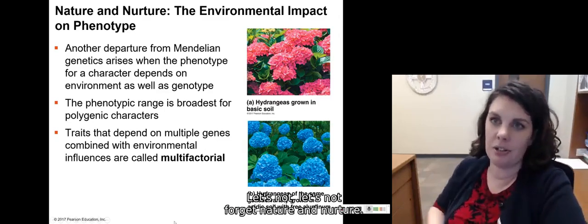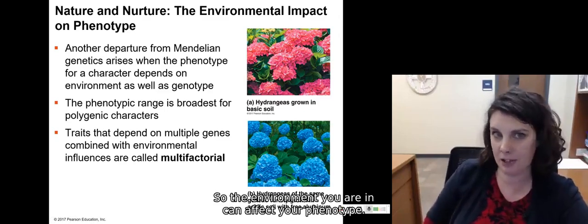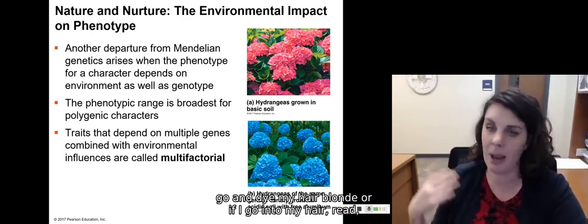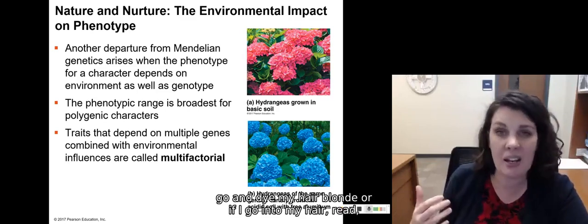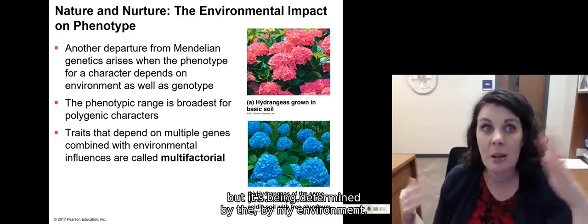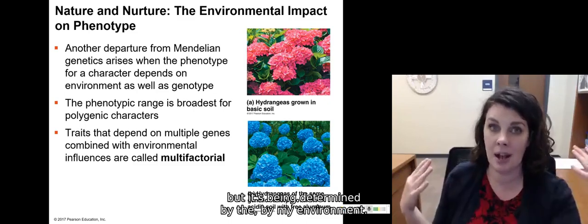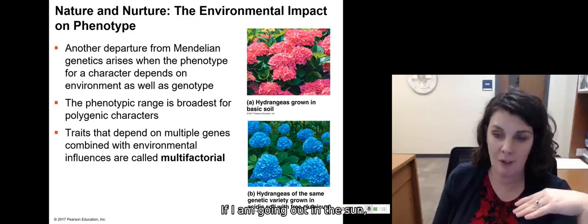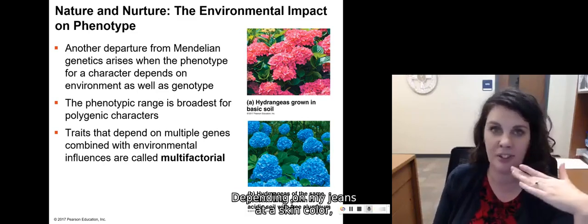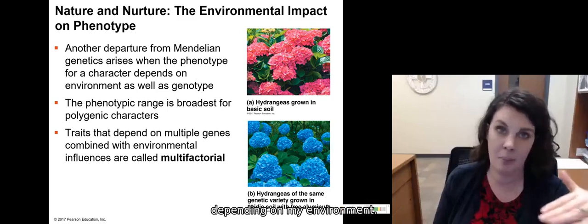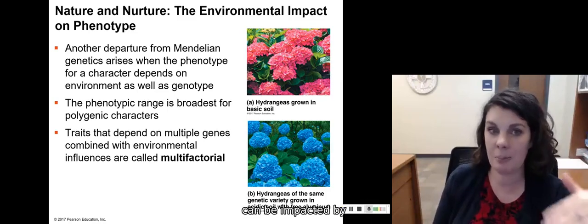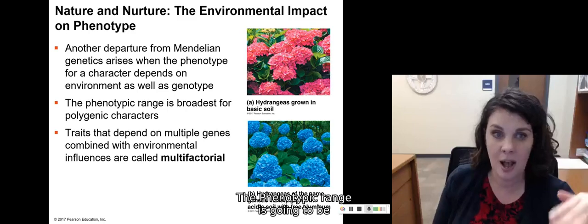And then let's not forget nature and nurture. The environment you are in can affect your phenotype. One obvious example is if I go and dye my hair blonde, or if I dye my hair red, my hair color is no longer being determined by my genes, but by my environment. If I am going out in the sun, I can get a tan. That is not my skin color depending on my genes. That is skin color depending on my environment. So many traits can be impacted by your environment and not just your genes.